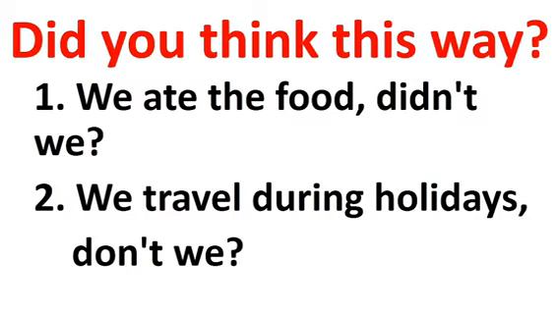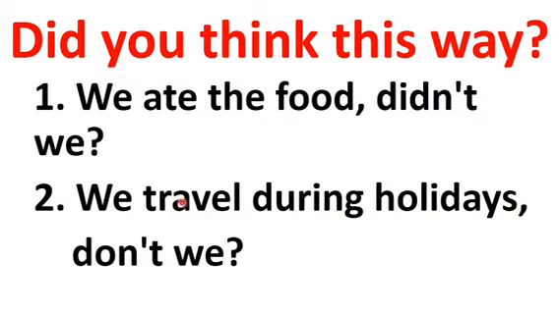Number one, we ate the food, didn't we? Why have you selected didn't we? Because the sentence is actually in the simple past tense and it contains the main verb ate, but there is no auxiliary. So when there is no auxiliary, you use didn't or did based on the tag being negative or positive, and here it is negative. We ate the food, didn't we?